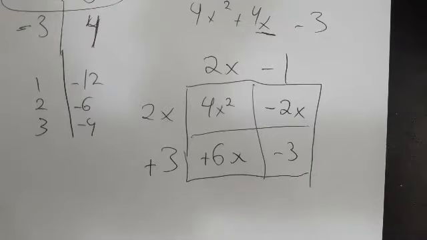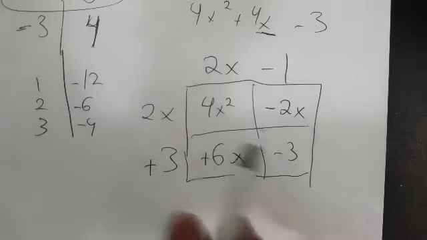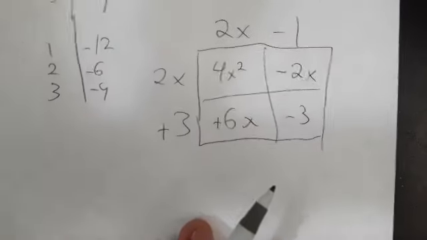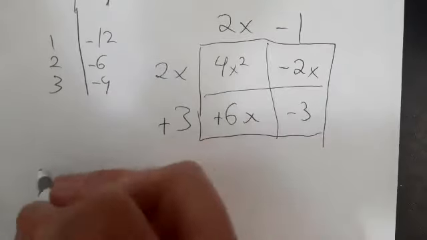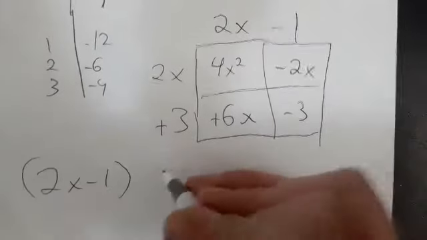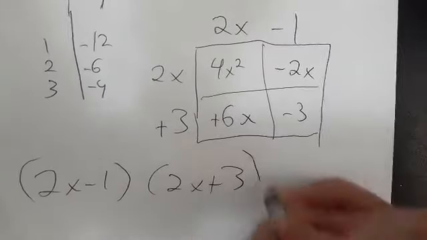And so that is another benefit of doing the box method, is that you can check your solution right quick. It is fairly visible, and we can look at these things and see if we did it correctly. And if we look at this thing, we have a 2x minus 1 and a 2x plus 3 that we're factoring out.